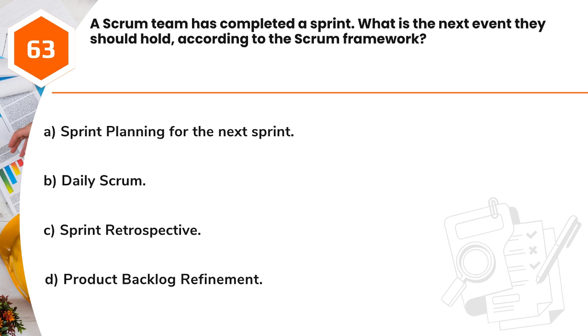Question 63. A Scrum team has completed a sprint. What is the next event they should hold, according to the Scrum framework? A. Sprint planning for the next sprint. B. Daily Scrum. C. Sprint retrospective. D. Product backlog refinement.